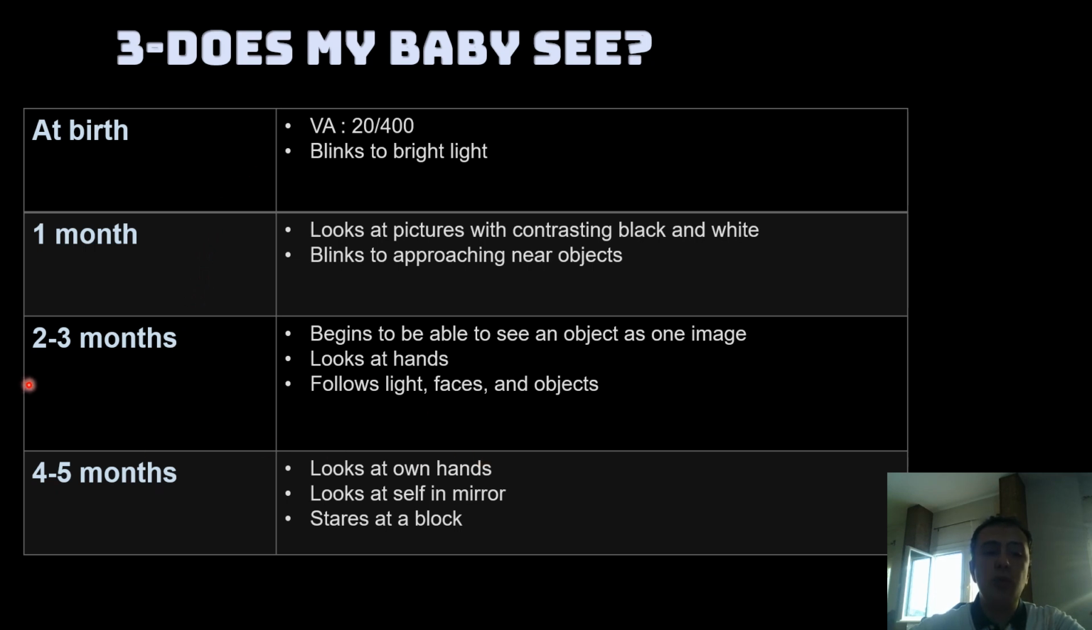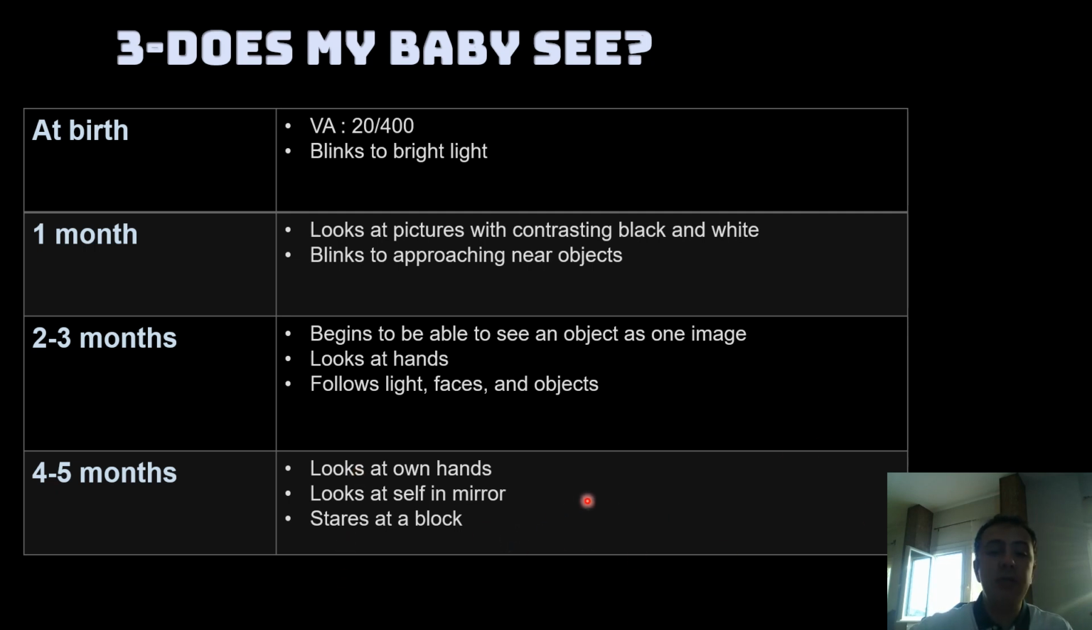By the age from 2 to 3 months, he can start to see objects as one image, like he has seeing a tree like one image, or the TV is one image. He can look at his hands or at showing hands. He can follow light, faces, objects. By the age of 4 to 5 months, he can start staring at his own hands.